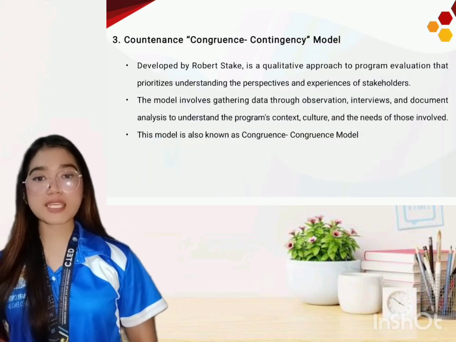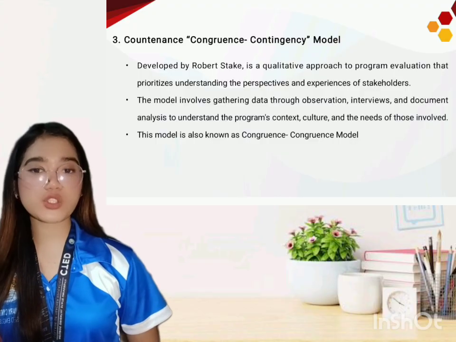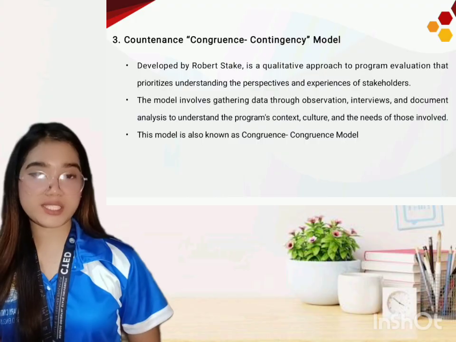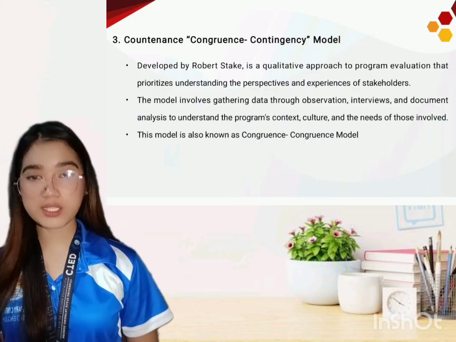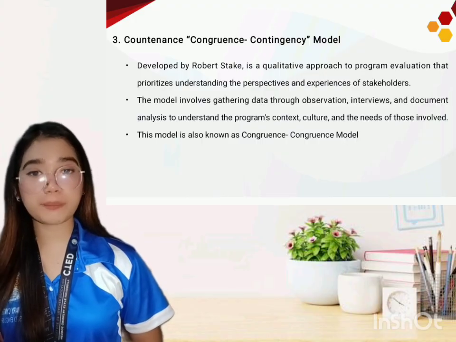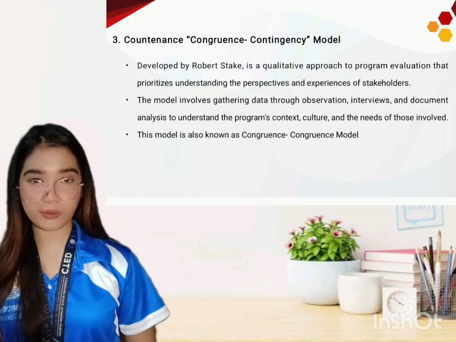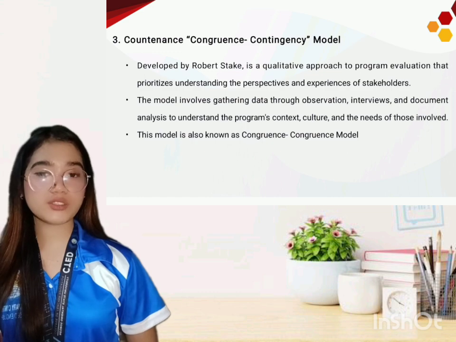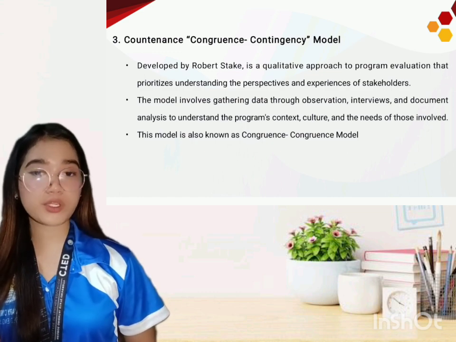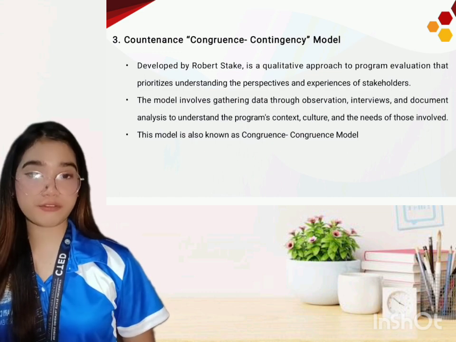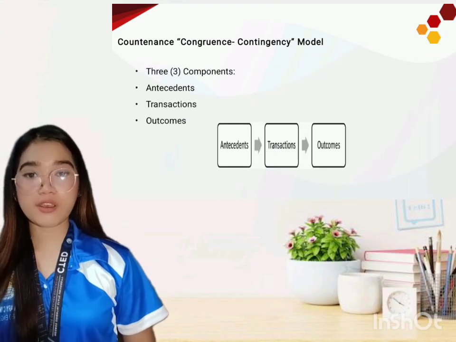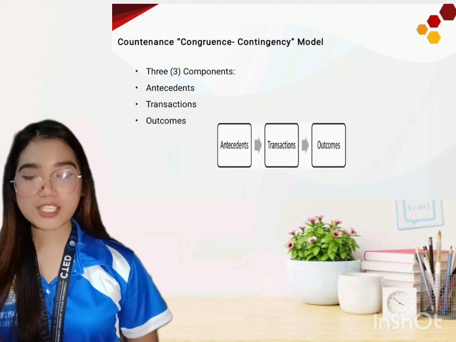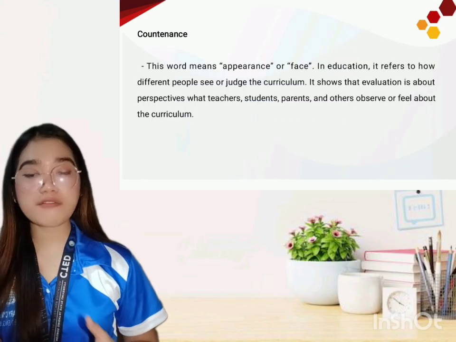Next, we have Stake's countenance, or congruence-contingency model. It is developed by Robert Stake, and it is a qualitative approach to program evaluation that prioritizes understanding the perspectives and experiences of stakeholders. The model involves gathering data through observation, interviews, and document analysis to understand the program's context, culture, and the needs of those involved. We have here three components: the antecedents, transactions, and outcomes. We also have here the important terms.